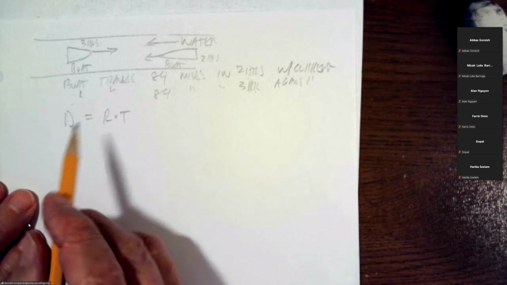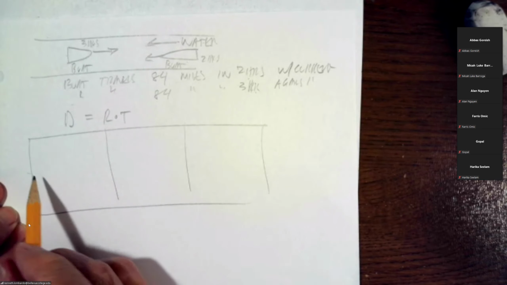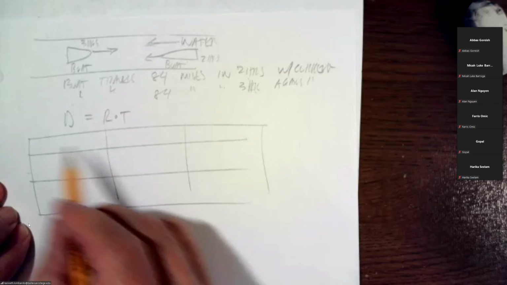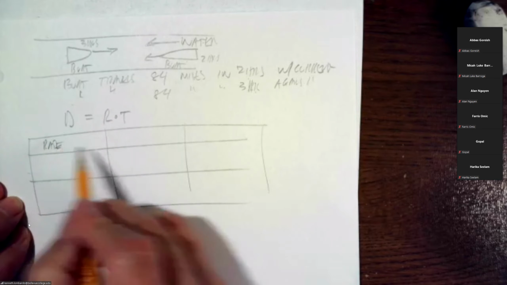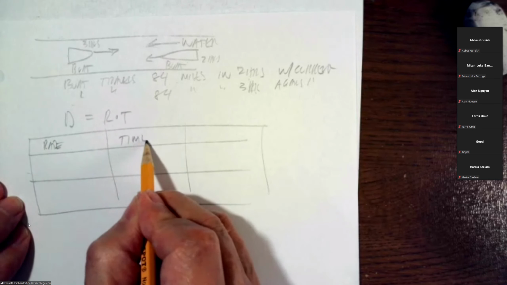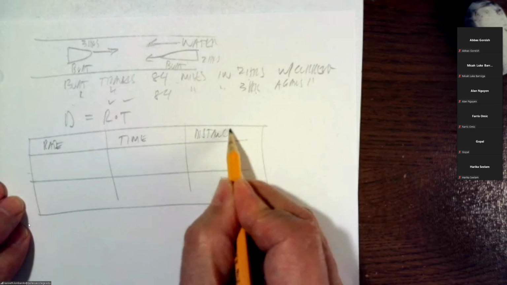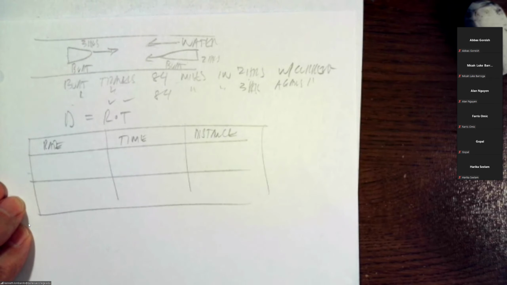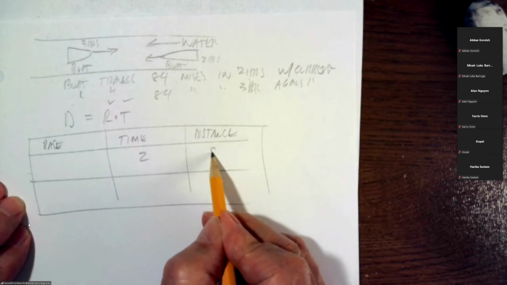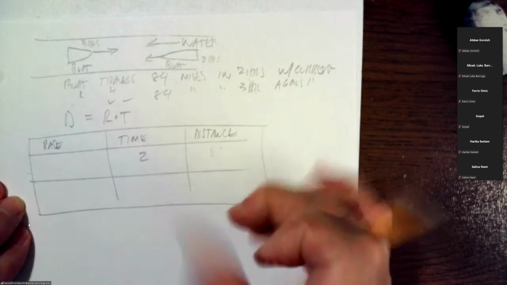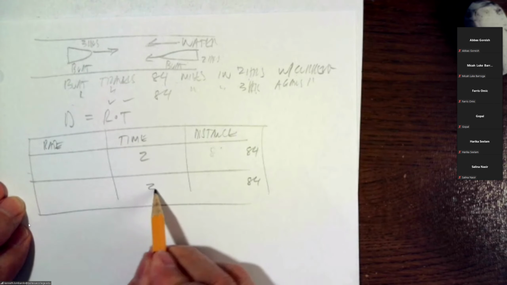Sometimes it works to set up a table. And we might say, maybe this is a velocity or rate, and maybe this is time, and this is distance. And we can say the time is 2 hours to go the 84 miles. We're going 84 miles in each case. Here it takes us 3 hours.